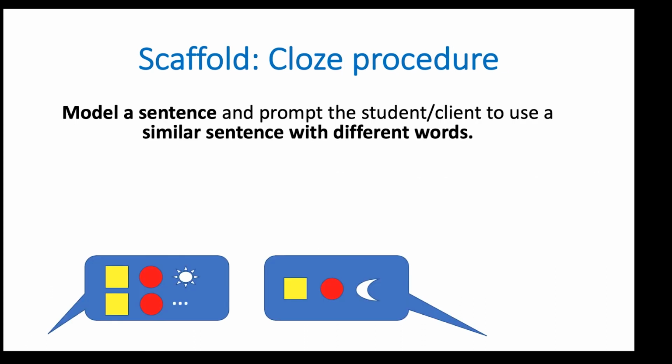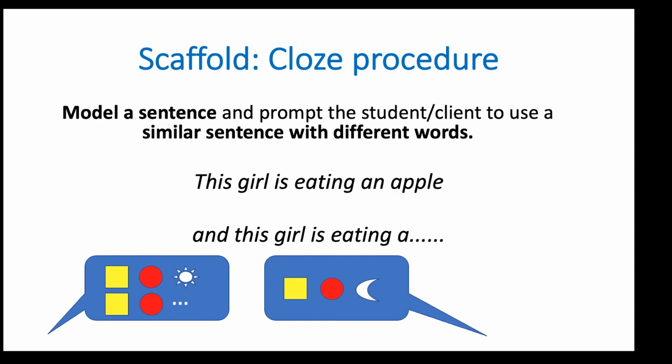Another technique to provide scaffold is called cloze procedure. In here, you model a sentence and prompt a student or your client to use a similar sentence but with different words, normally a different ending. So, for example, you are looking at some pictures and you say, "Ooh, this girl is eating an apple, and this girl is eating a," and they could say a pear, or they could say, "This girl is eating a pear." For example, here you could say, "I am sitting on a table and you are sitting on a," and they could say chair, or they could say I'm sitting on a chair.